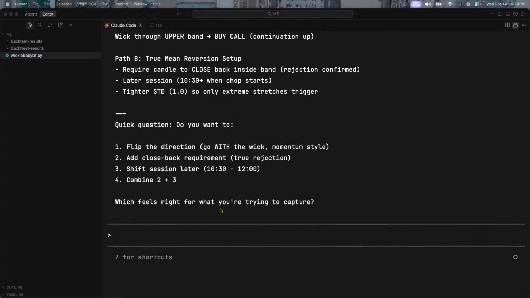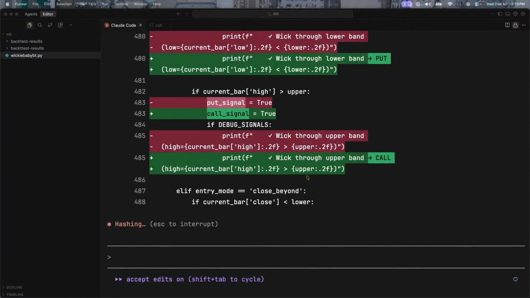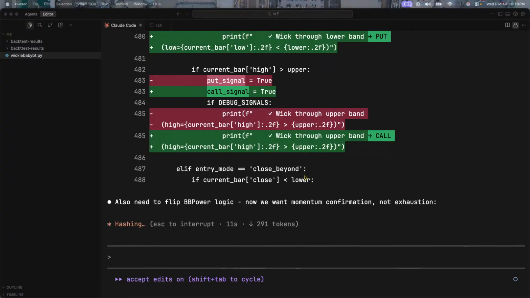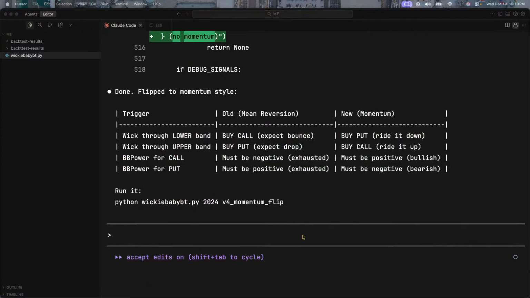Okay. You know what? Let's try this. Let's flip the direction and gauge how well it performs. Sometimes you got to go with the wind, right? Let's go with the wind. If we're finding true momentum plays, let's see if we can catch this momentum play real quick and see how well this performs for our particular strat. It's the same logic, but instead of betting that it's going to go back to this average, we're betting that it's going to keep going.